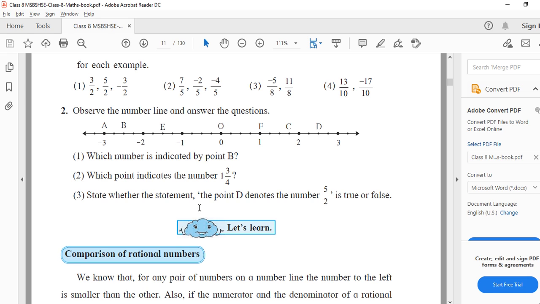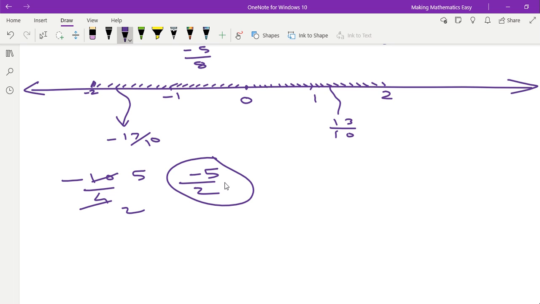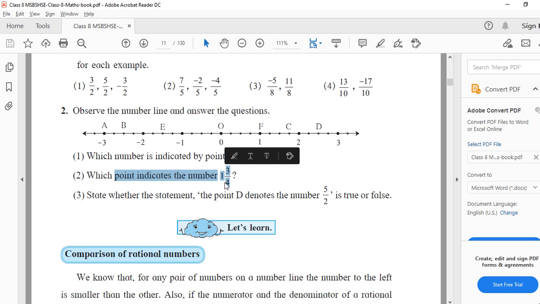Now let's move on to sum number 2, which is this. Which point indicates the number 1 3 upon 4? So this is basically a mixed fraction, 1 3 upon 4. So first we need to solve this. They have asked us which point is denoted by this number.